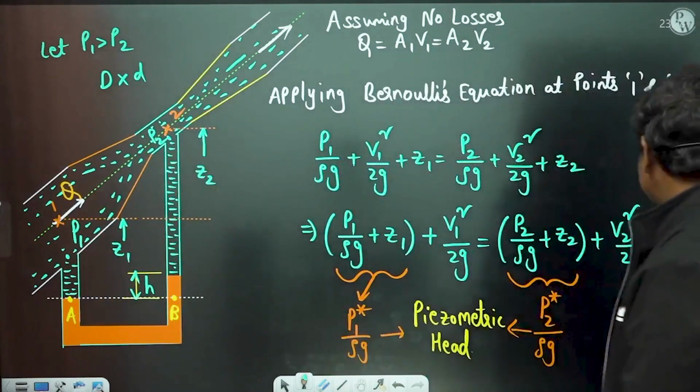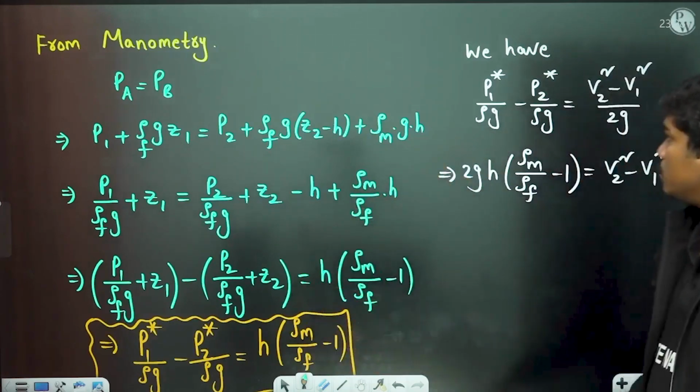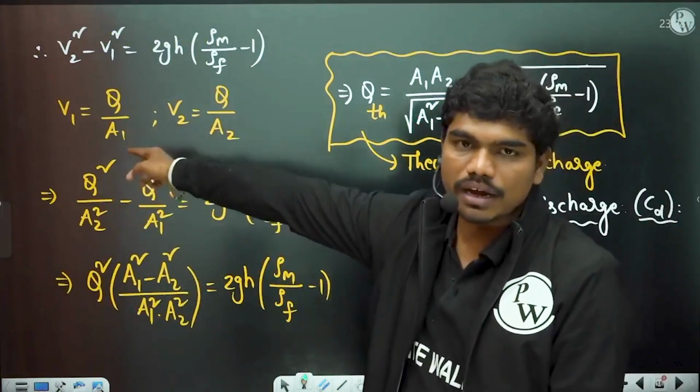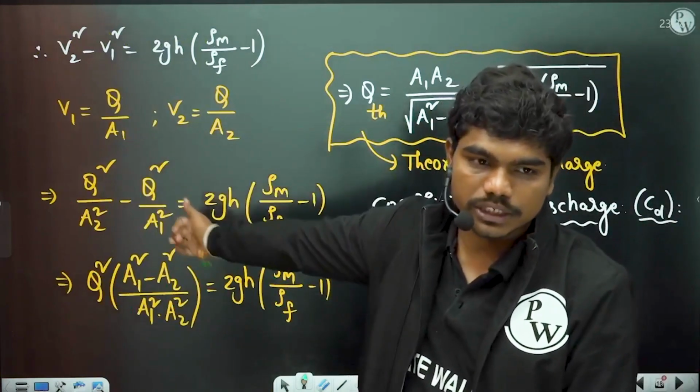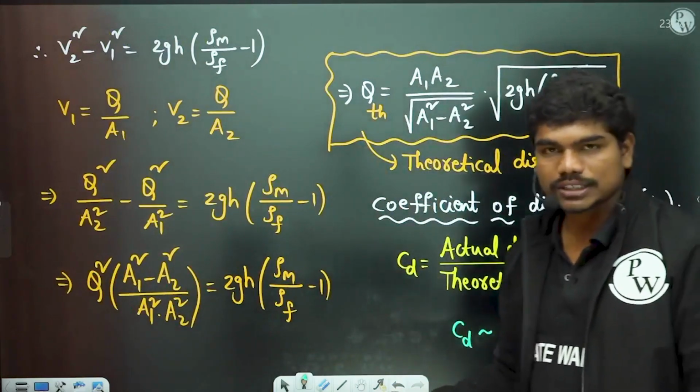When we got this hydrostatic law, we simplified this result and achieved this value. We substituted V1 equal to Q by A1 and V2 equal to Q by A2, and this is the correct answer that we have got. So this is the concept of the Venturi meter.